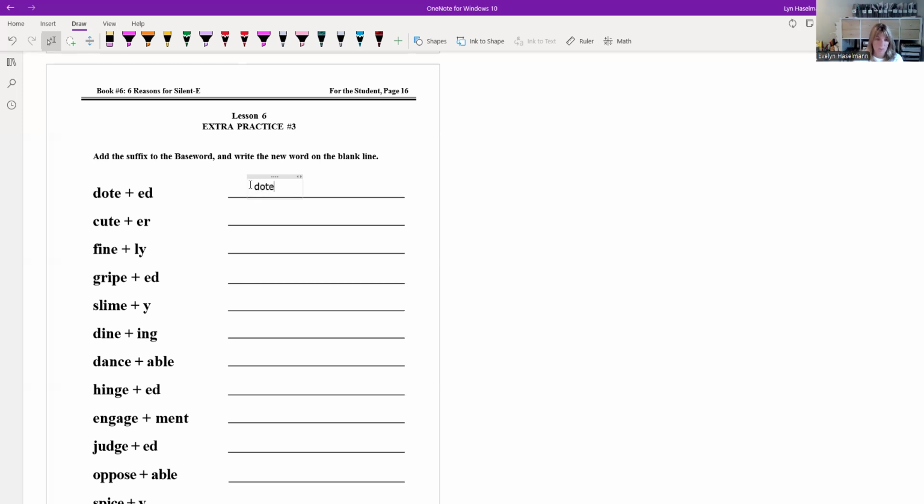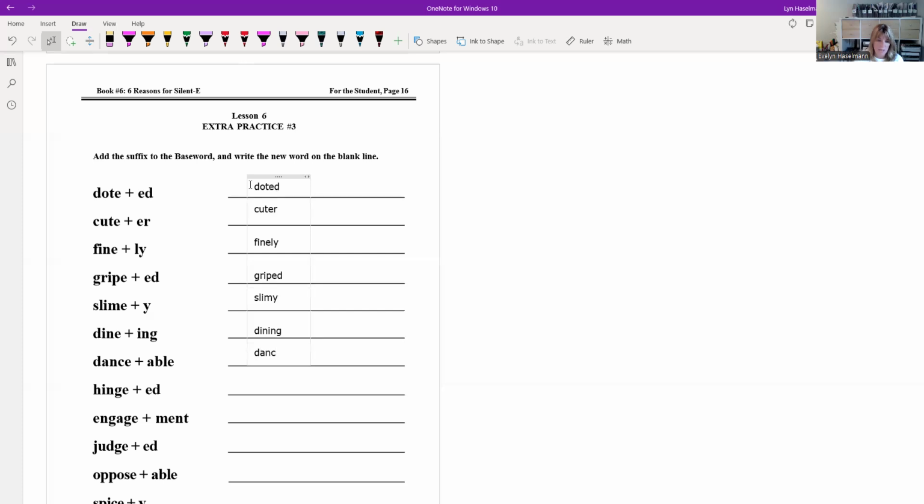Okay, so add a suffix to the base word and write a new word on the blank line. So we're going to go doted. We're going to drop our E for that one. Cuter, drop our E for that one. Finally, we do not need to drop our E because that is a consonant suffix. Griping or griped, drop your E. Slimy, drop your E. Dining, drop your E.